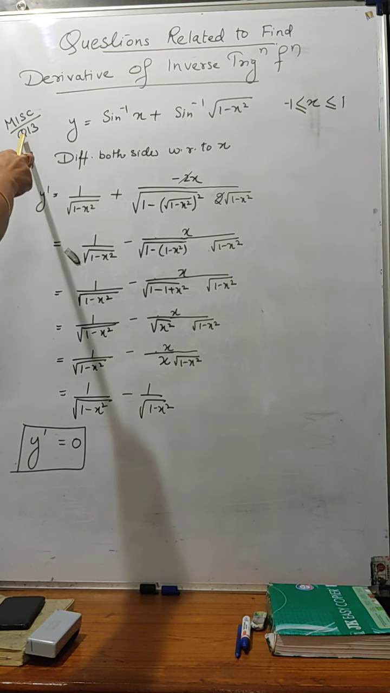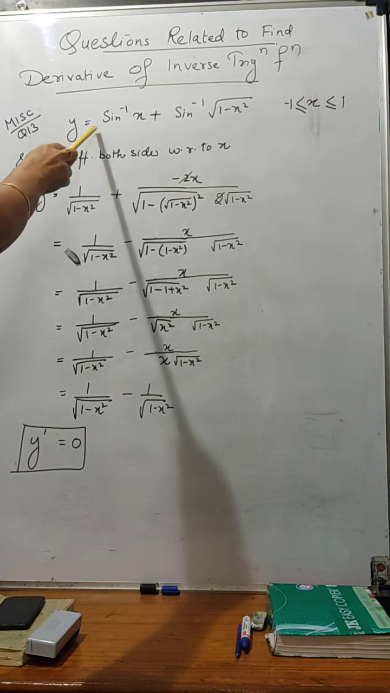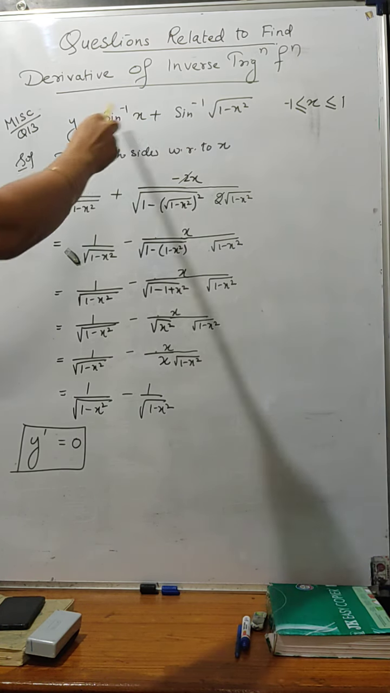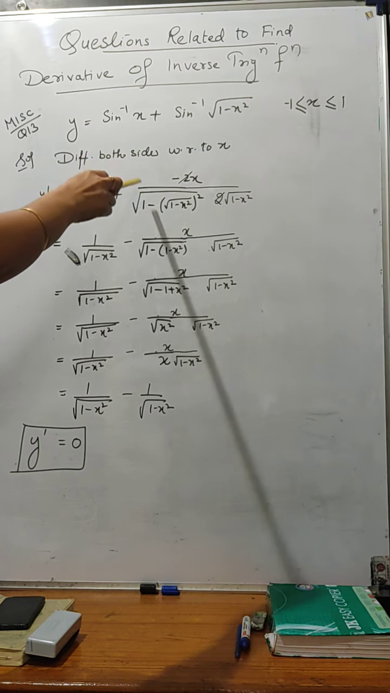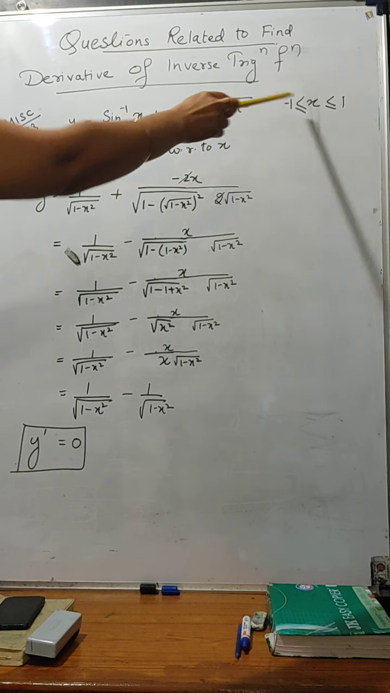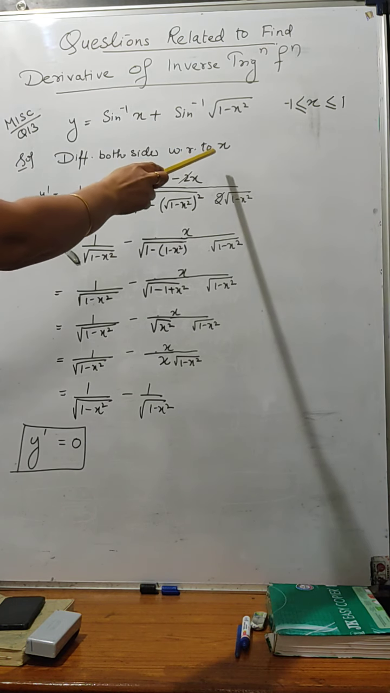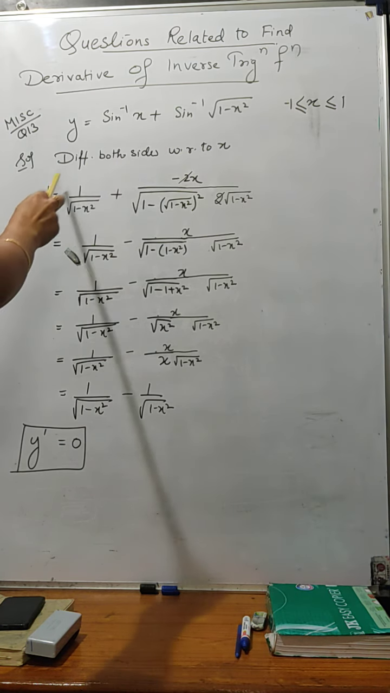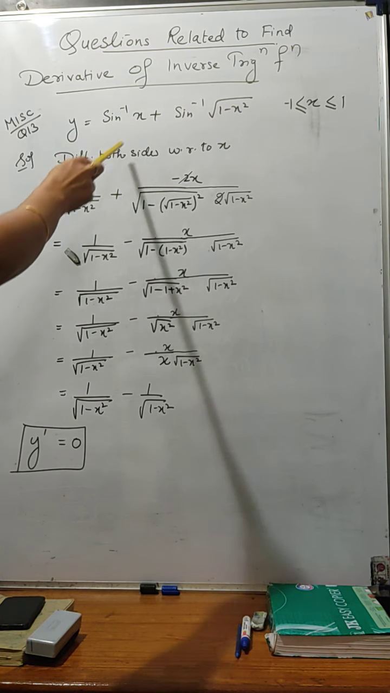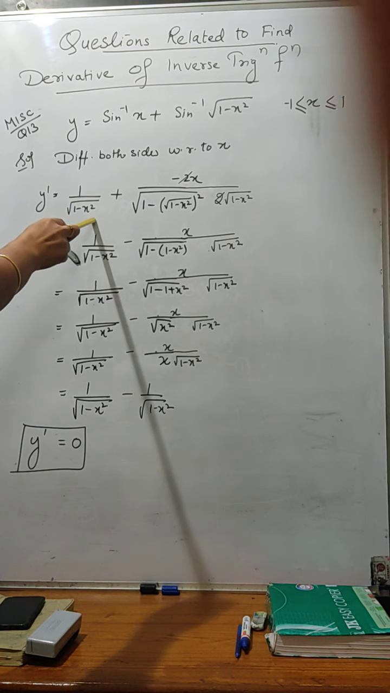Now miscellaneous exercise question number 13, y equal to sine inverse x plus sine inverse root of (1 minus x square). We have to differentiate, and what is the value? Let us see. The interval for x is given, minus 1 to 1. So differentiating both sides with respect to x, it is y dash equal to, differentiation of sine inverse x is 1 upon root 1 minus x square.